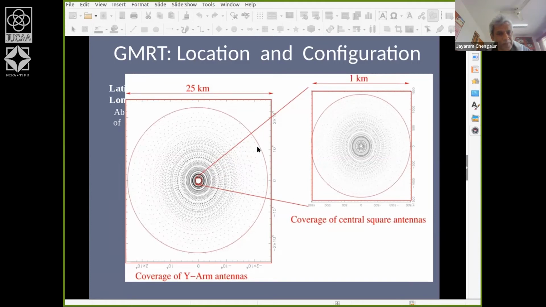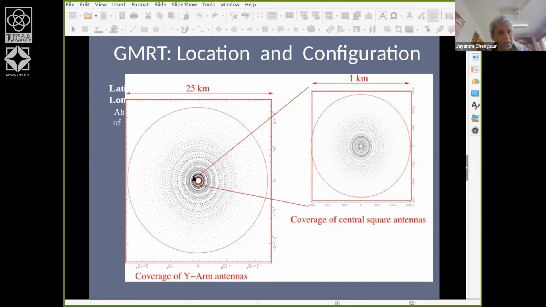The plot on the left, with a scale of 25 kilometers, is if I only consider the pairs made by the arm antennas. I'm only plotting the data coming from pairs made by the arm antennas. And you can see that it gives me a reasonable coverage of that plane. That plane is reasonably well sampled, going out to 25 kilometers.